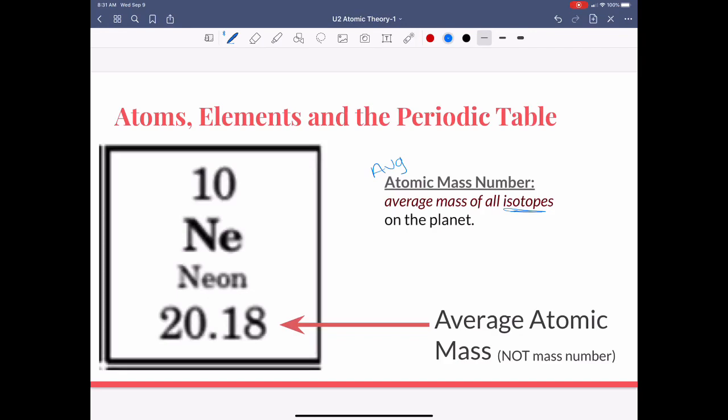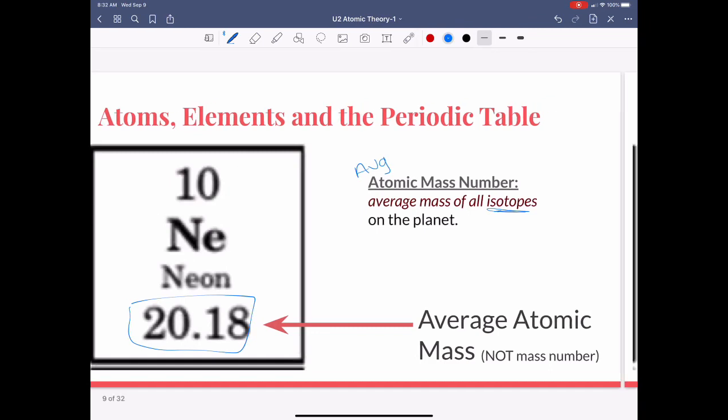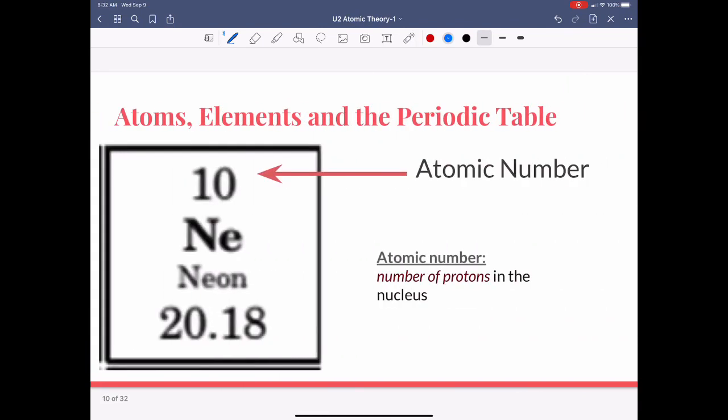All right, any element that you look at on your periodic table, that mass number they give you at the bottom, which typically has a decimal, is an average mass. All right, very important that we understand this is average mass. All right, then you have your atomic number. Remember I said that's like your atom number that goes specifically with that atom. All right, that number tells us the number of protons.